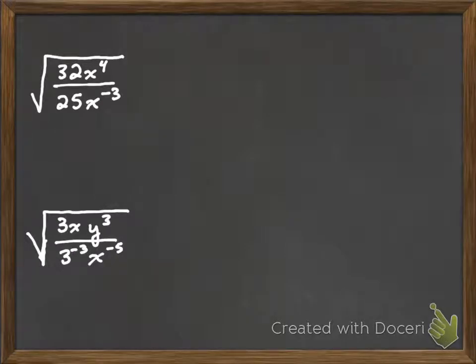Now if we have fractions, we're going to first reduce the fraction that is inside the radical and then simplify the radical. All right, so if you'll notice, we have a negative exponent right here. That means we're going to take this variable and move it to the numerator. So when we move this to the numerator, it becomes x to the 4th times x cubed, which is going to give us 32x to the 7th over 25.